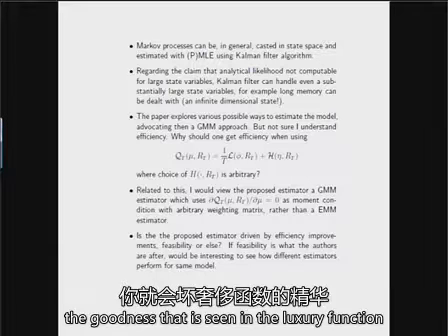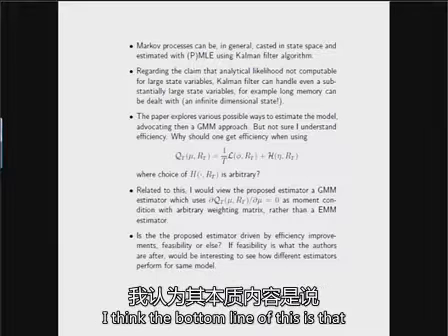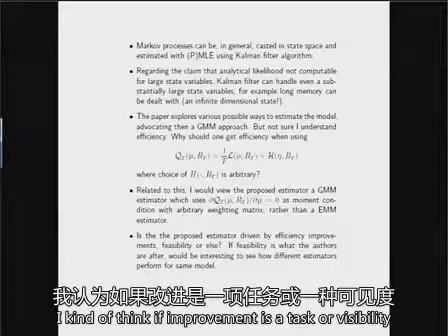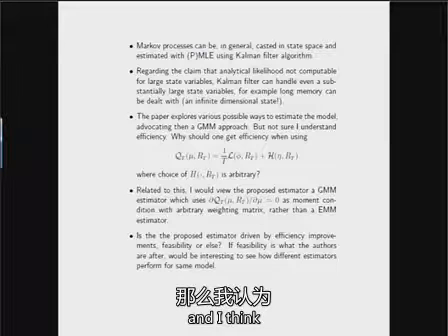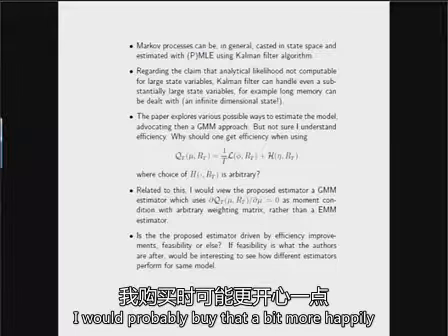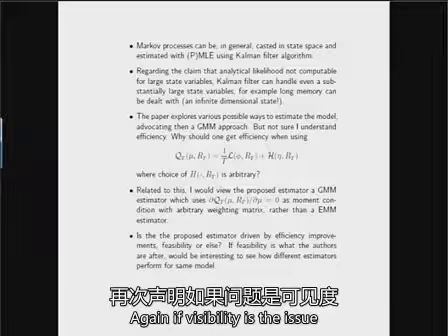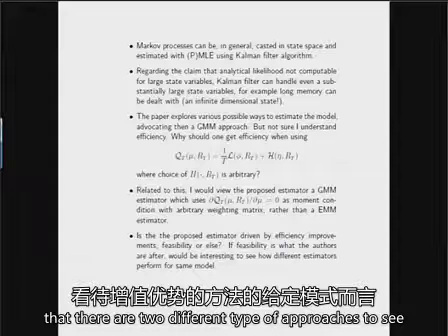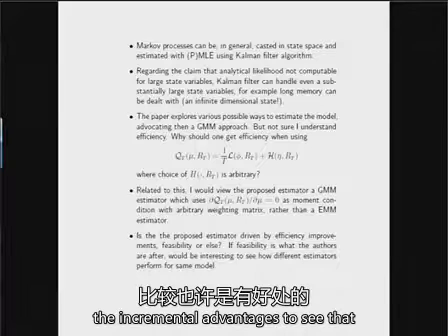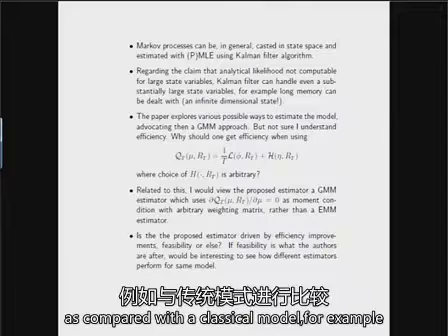So the bottom line is: is efficiency improvement the task, or is it feasibility, or just another way of presenting things? Feasibility I would probably buy a bit more happily. And if feasibility is the issue, it would be good to compare, for a given model, maybe even a simpler model than the one they advocated, two different types of approach, and to see what the incremental advantages of the proposed approach are as compared with a classical method.